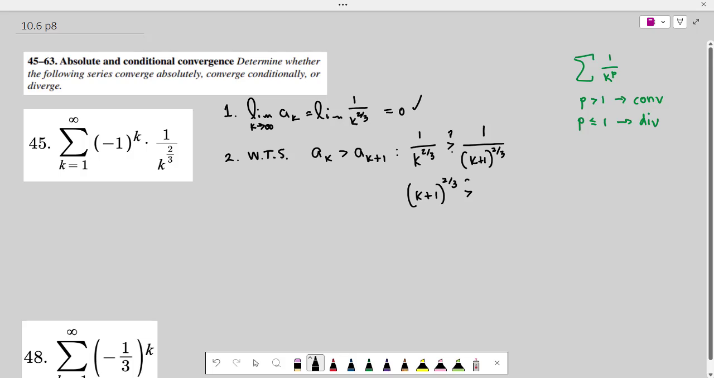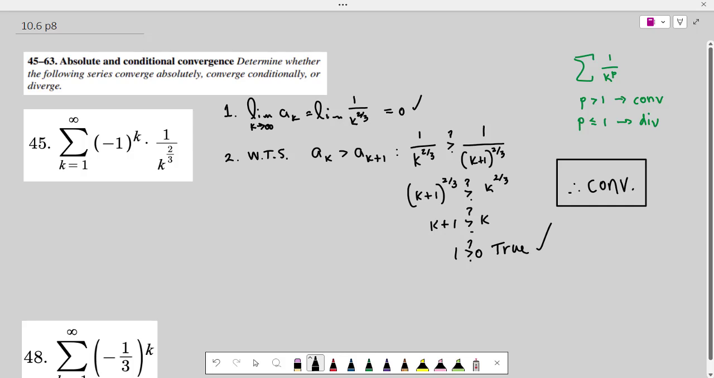We don't know, so I'm going to put question marks here. All right, everything's positive here. We don't have to worry about weird root things, so we can cube both sides and then take the square root of both sides. Everything's positive. So in other words, we can do this, and then subtract off k. This is true. So that checks. That tells us that therefore we have a convergent series. We have a convergent alternating series.